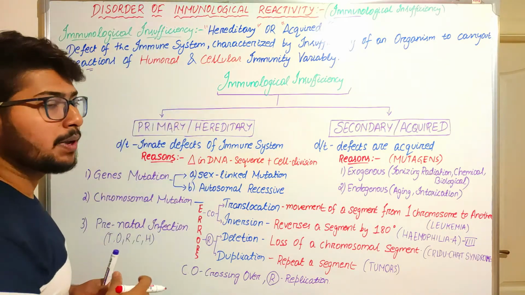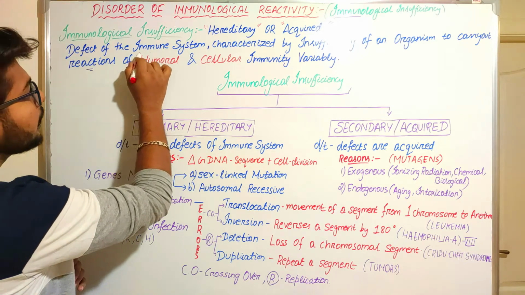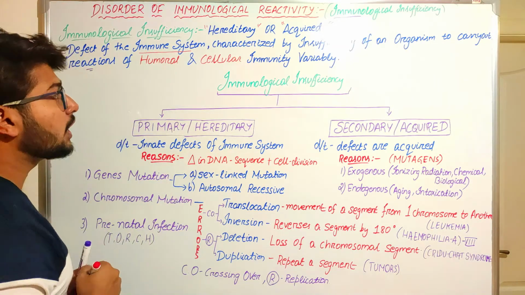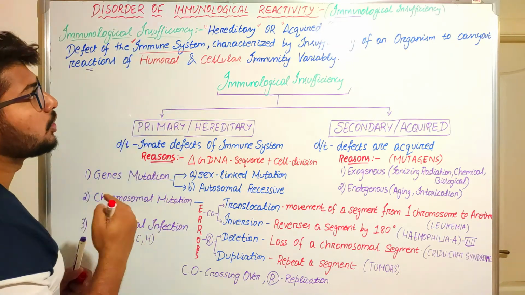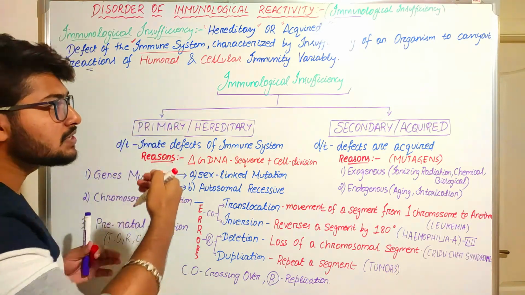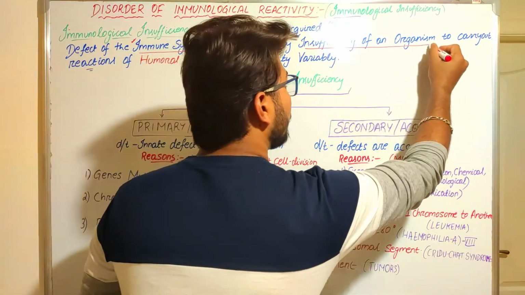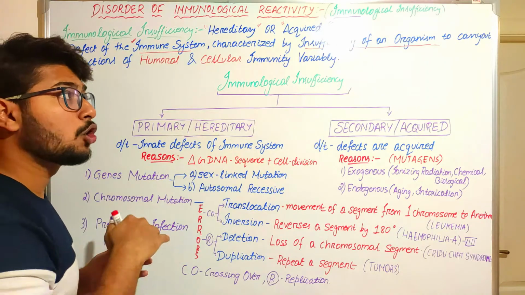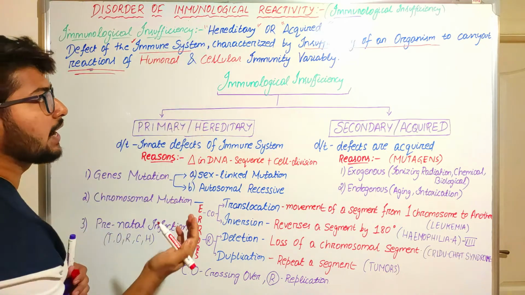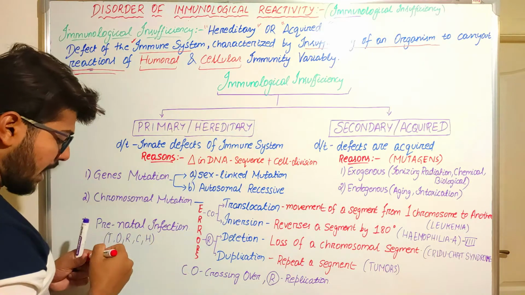This disorder may persist. Okay, so what this means? There will be disorder of this immune system, or the immune system will get hampered, through which the immunological insufficiency will occur. And how does this characterize? It is characterized by the insufficiency of an organism. It means that the organism will not be able to carry out the normal reactions of the immunological reactivity, that is humoral reaction and cellular reaction.